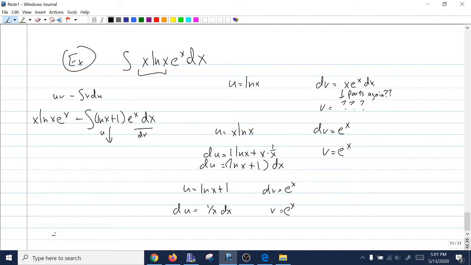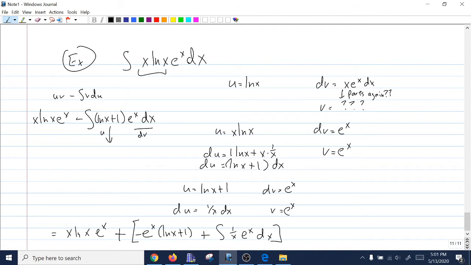So I get x log x e to the x minus... Oh, I left the minus outside the integral. This is the thing I hate. Okay, minus uv is e to the x natural log x plus 1 minus the integral of v du, which is e to the x times 1 over x dx. And let's distribute that minus in by making that a minus and that a plus. And the integral of e to the x over x.